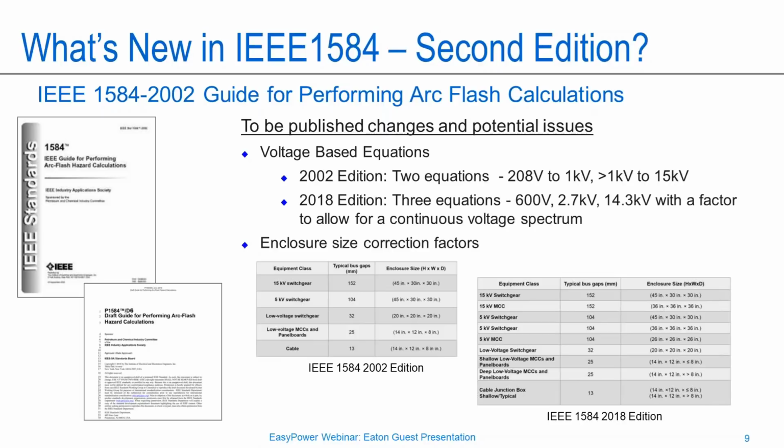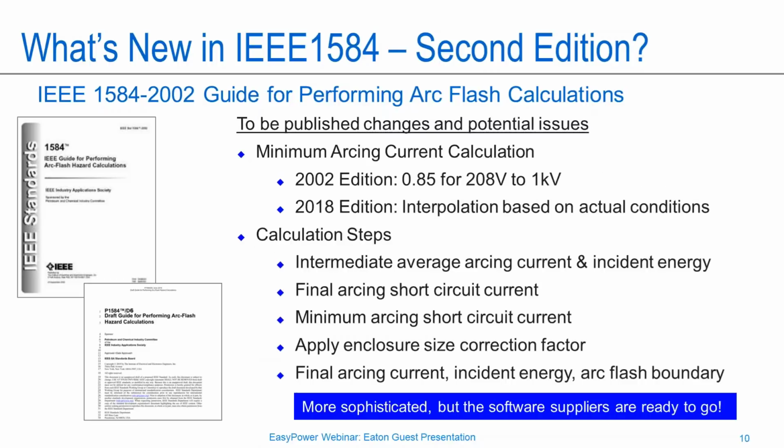There was, in the 2002 edition, an enclosure size correction factor as well. As you can see from this table, that got a little bit more detailed, and there are more ratings and more enclosure sizes at given voltages. Again, it's a little bit more granular in defining a specific application around the size of the enclosure. For sure, on a larger enclosure the arc has more room to expand, so the energies are going to be different in larger enclosures than smaller ones.